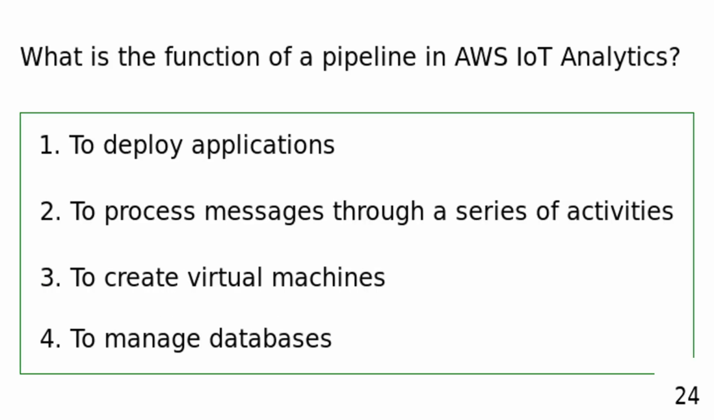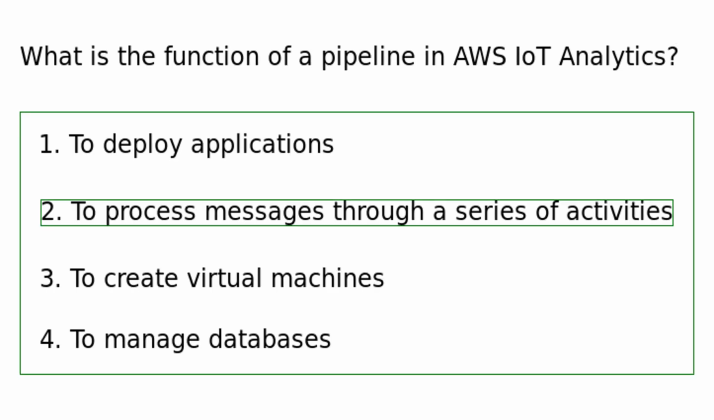What is the function of a pipeline in AWS IoT Analytics? To deploy applications. To process messages through a series of activities. To create virtual machines. To manage databases. A pipeline processes messages through a series of activities to clean, filter, and enrich IoT data.